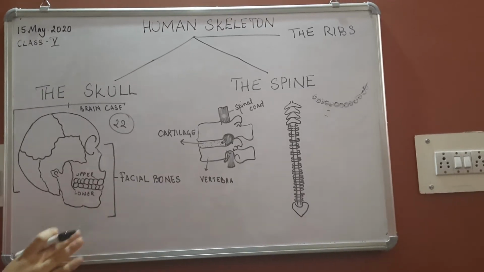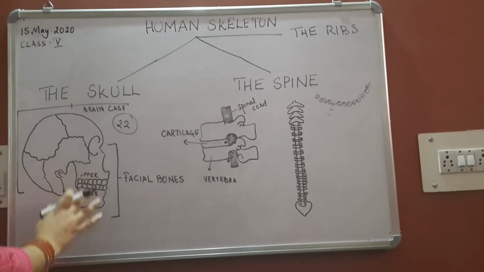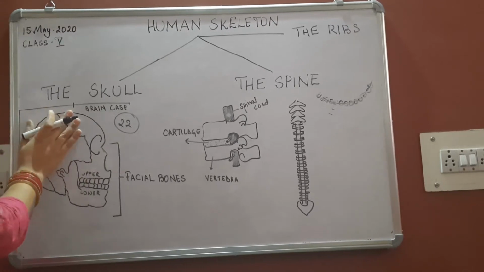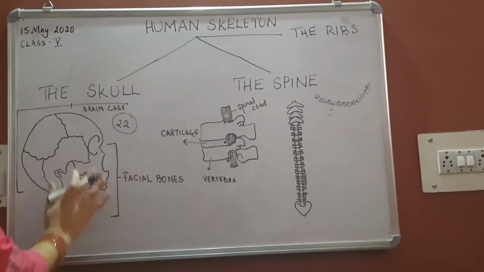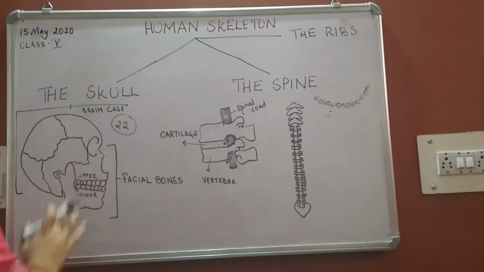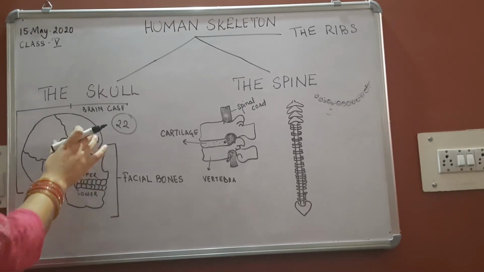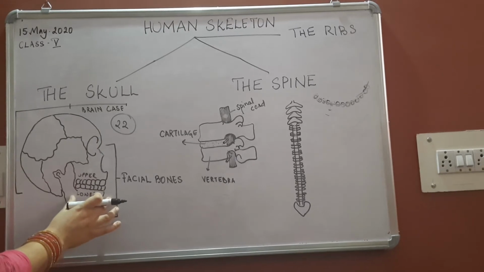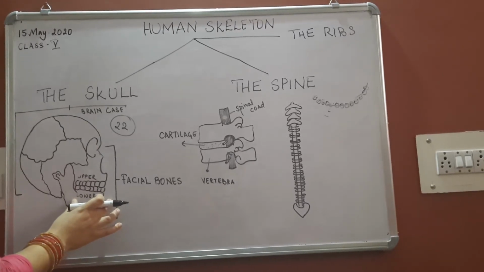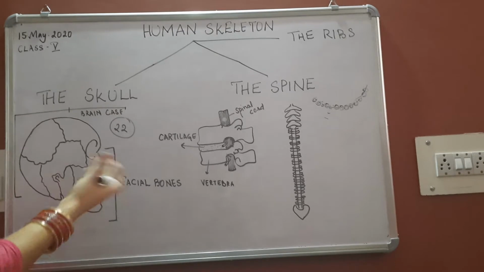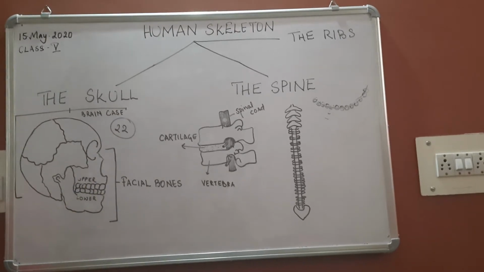Have you understood, class? Total 22 bones. 8 bones in your upper portion and 14 are of your face. 14 are your facial bones. The upper jaw is fixed but the lower jaw is movable as it helps you to eat and speak. The next one is the spine.